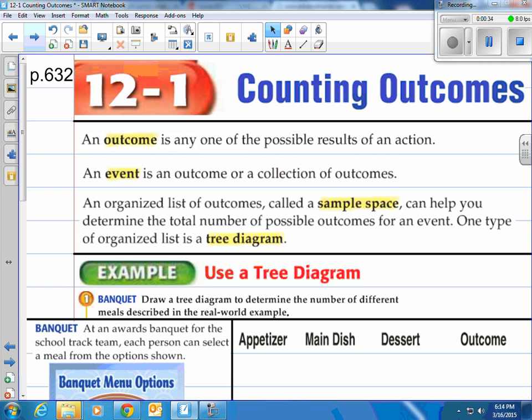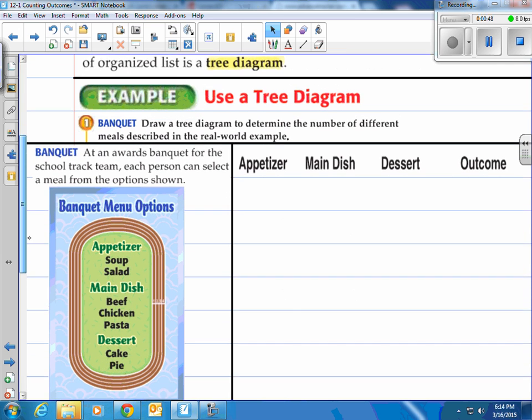An organized list of outcomes called a sample space can help you determine the total number of possible outcomes for an event. One type of organized list is a tree diagram, and that's what we're going to focus on here first. Let's take a look at this example and how to do one.